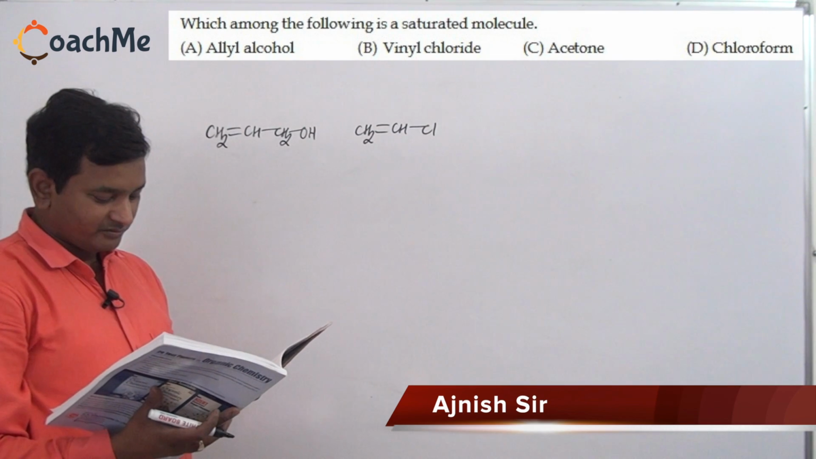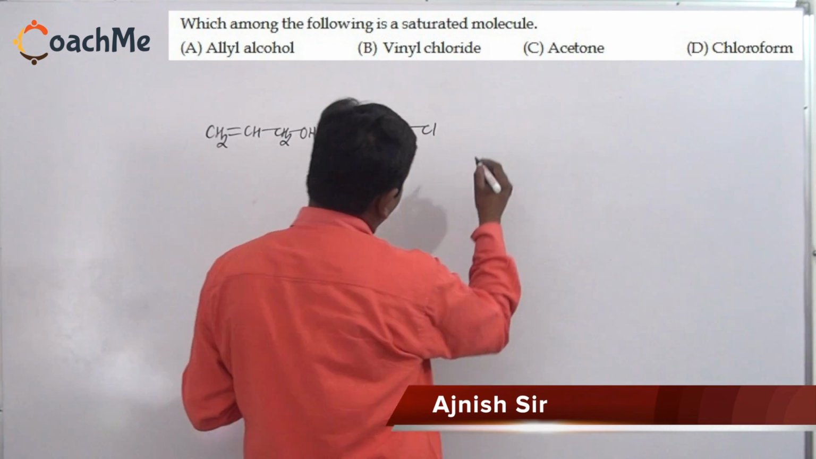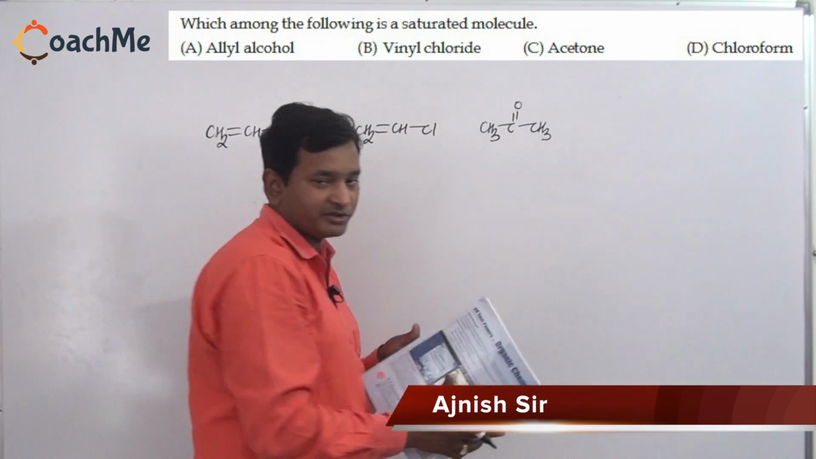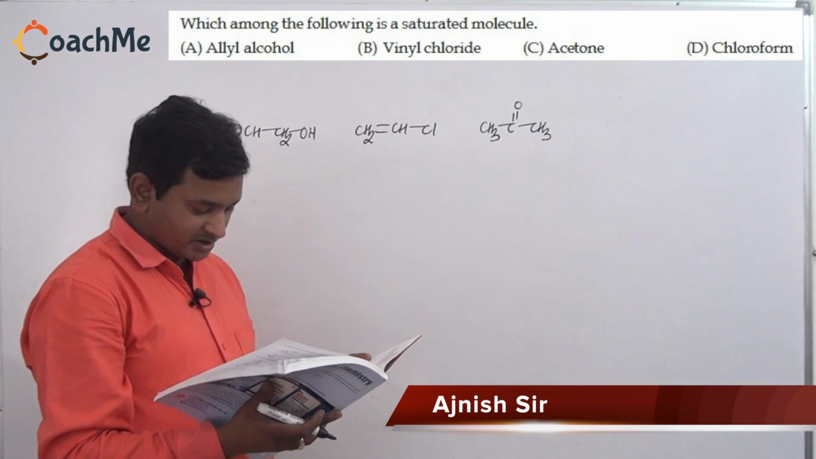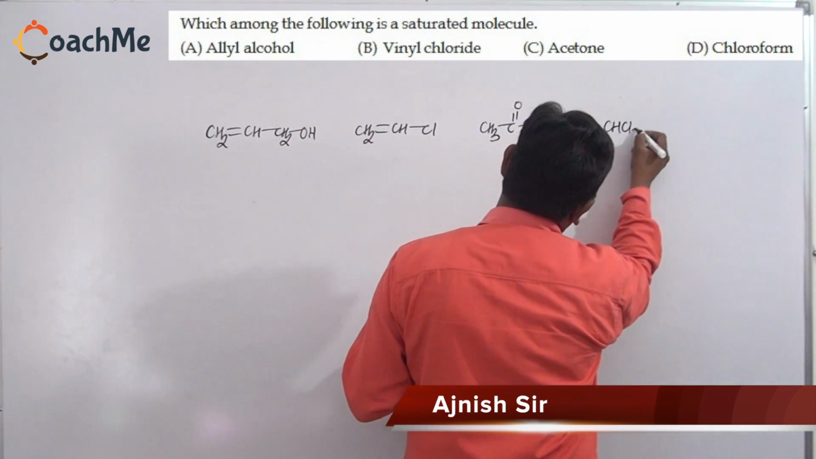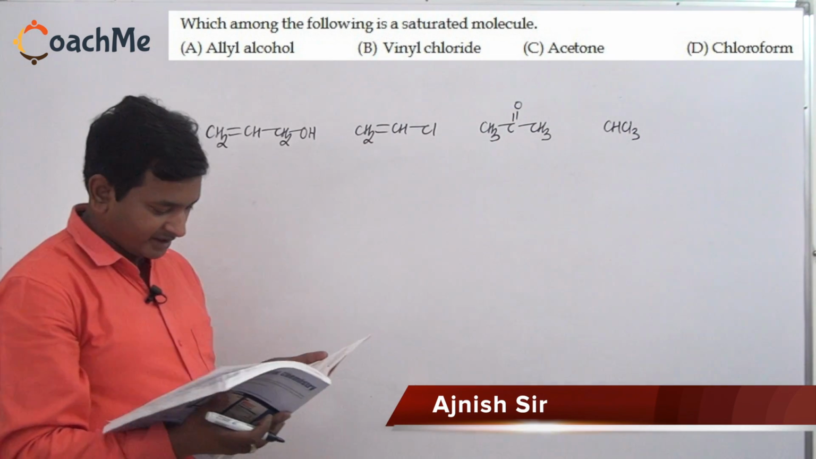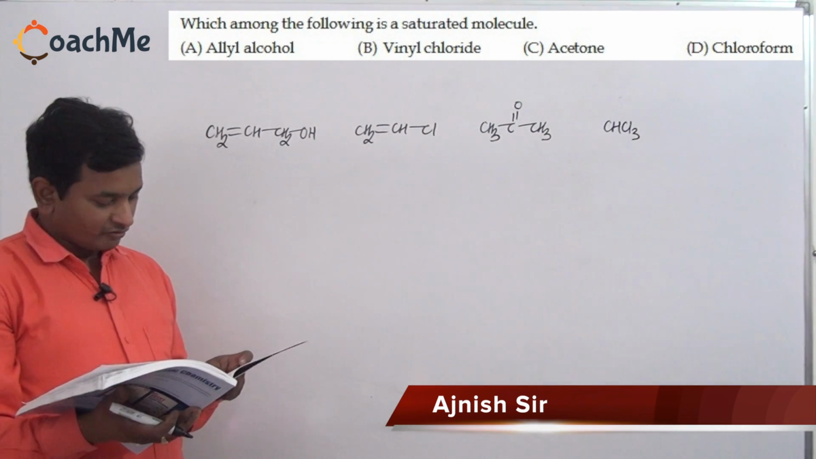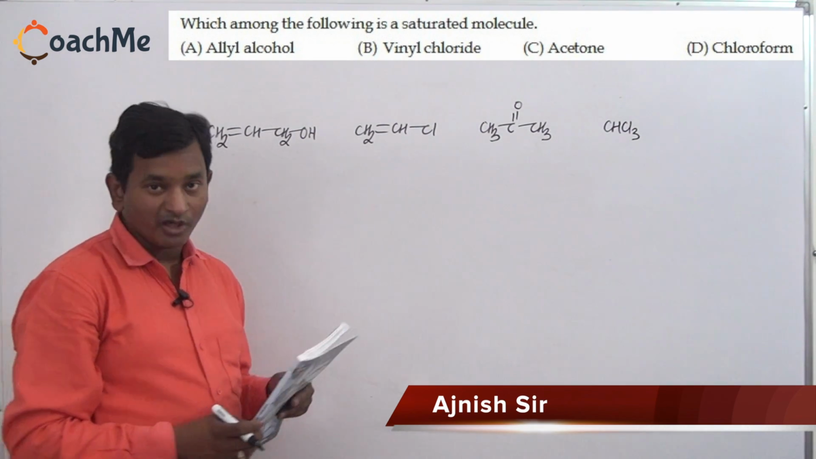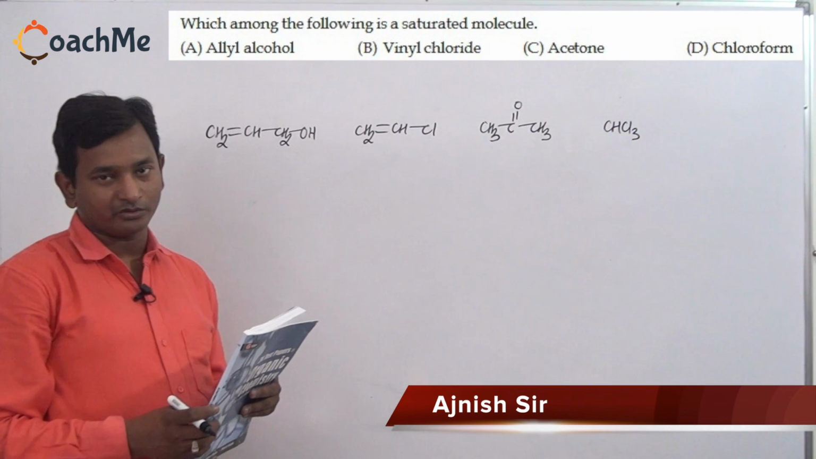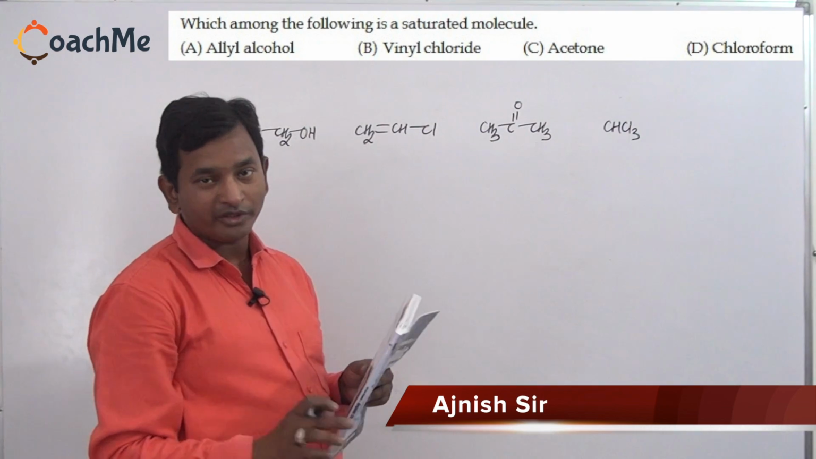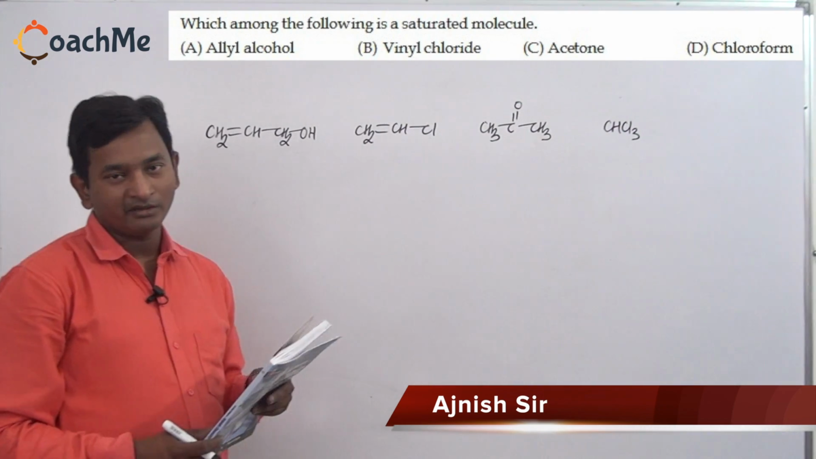And the structure of acetone, which is mentioned in option C, will be like this. And the last structure is of chloroform, which is mentioned in option D. Again, I read the question: which among the following is a saturated molecule. So you must know the definition of saturated molecules. The saturated molecules are those molecules which have no tendency to further add any molecule.